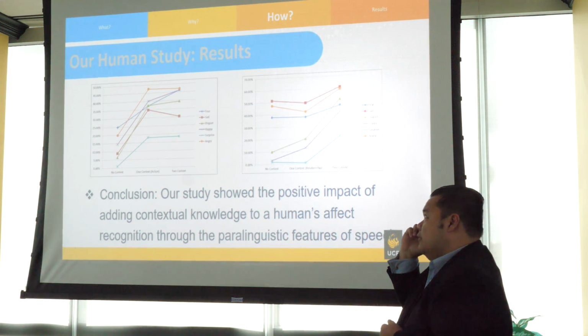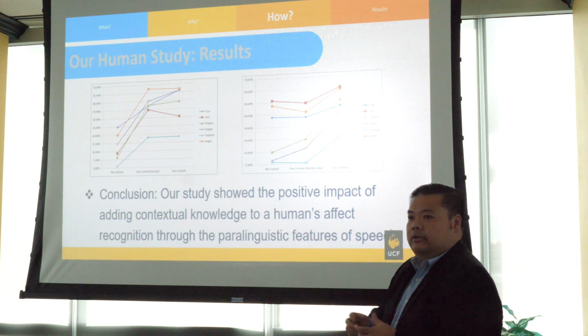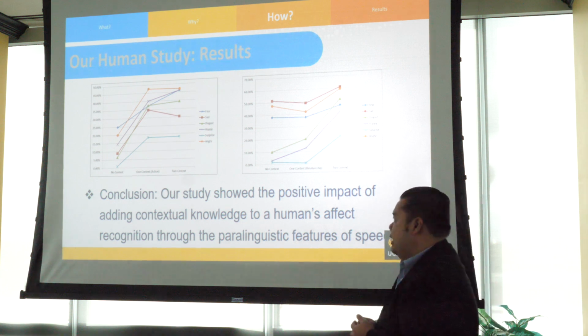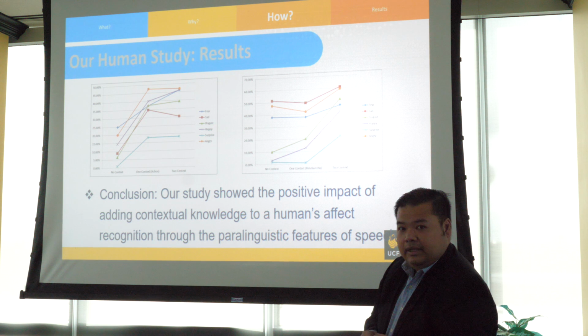So from this study, we say, okay, now we know action has more power in emotional cognition than the relationship context does. Next, please.